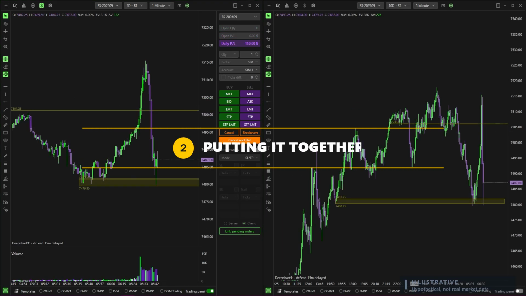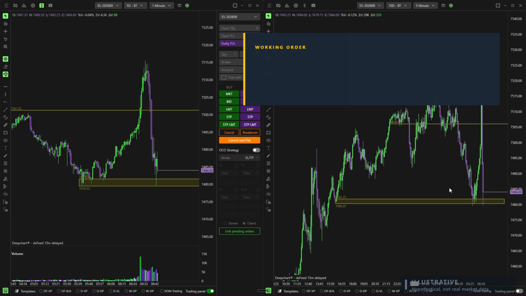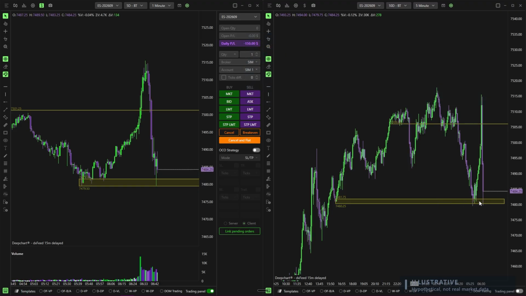Now that we've gone over the three main types of orders, let's just watch the market and develop a thesis of what price might do and the order that we would use in those situations. So here we have a 5-minute chart. We've determined that, well, the market has determined that there are buyers here.